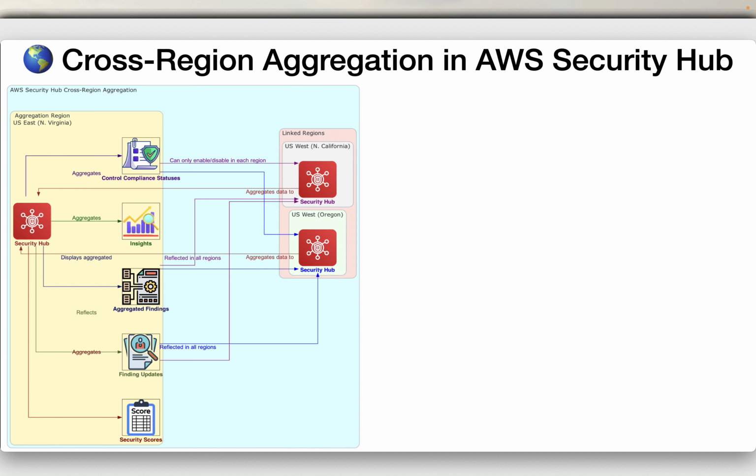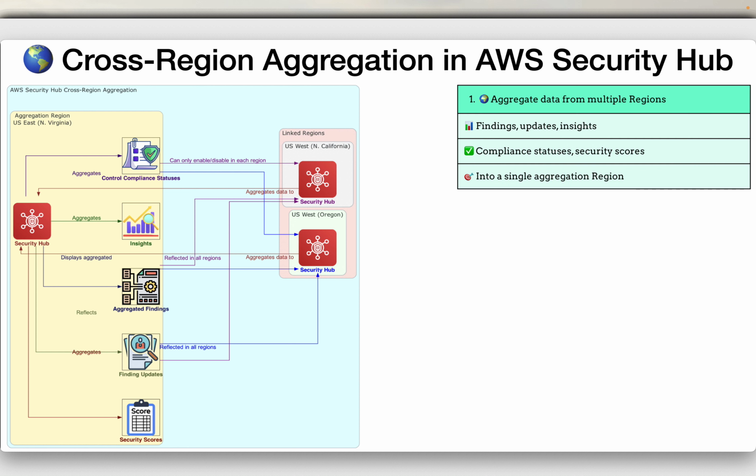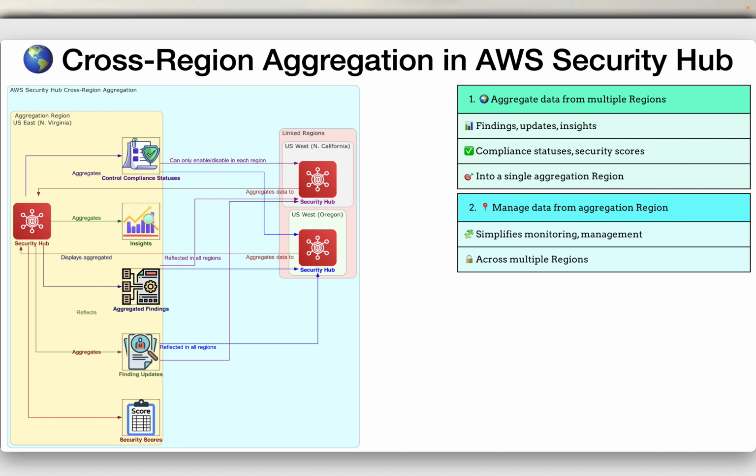Okay, now the next topic is cross-region aggregation in AWS Security Hub. With cross-region aggregation, you can aggregate various types of data including findings, finding updates, insights, control compliance status, and security scores from multiple AWS regions into a single aggregation region. Once the data is aggregated into the designated aggregation region, you can manage and analyze all of this information from that central location, which simplifies the process of monitoring and managing your security posture across multiple regions.